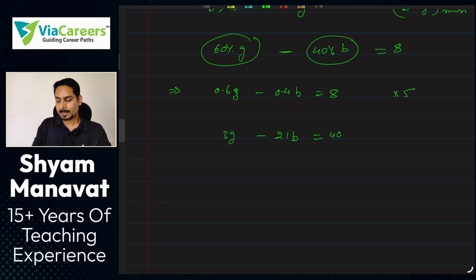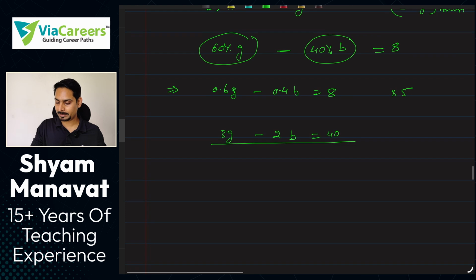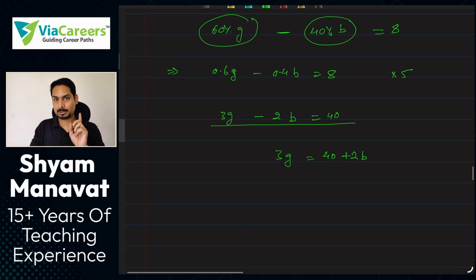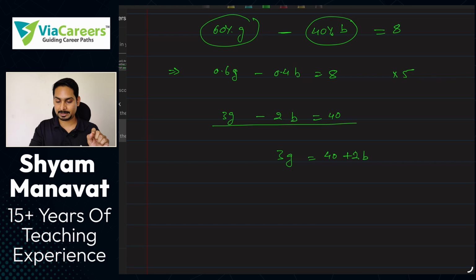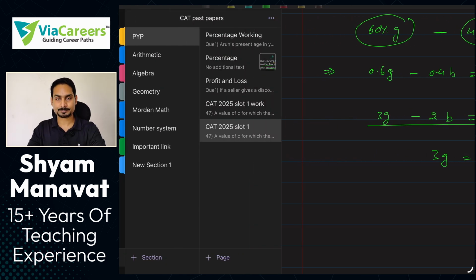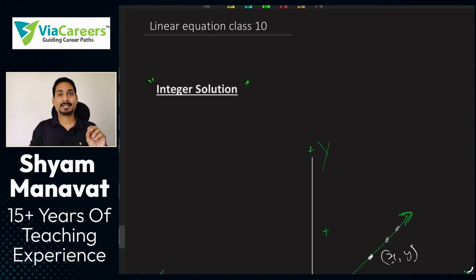Now we need to find out the integer solutions. We need to find what? Integer solution. Yes, 2b. So what we can do here, we can have 3g equal to 40 plus 2b, and you know how to deal with the integer solution. Do you remember that? We have done it in the linear equation chapter, and there we have discussed the integer solution. Let me tell you the chapter number. Let me search for you. In linear equation, chapter number 10, we have discussed integer solution. So that's what we are going to use here.